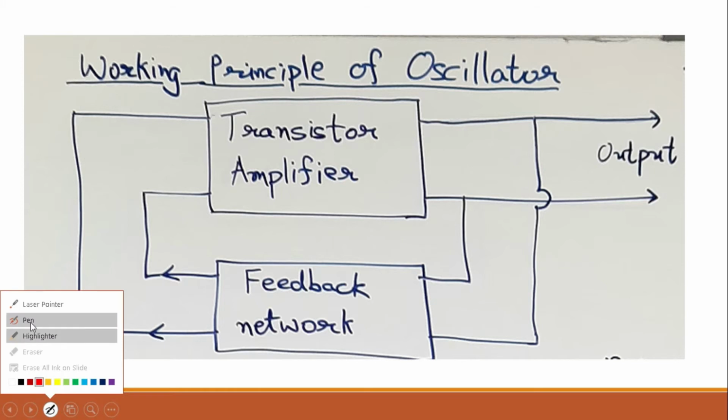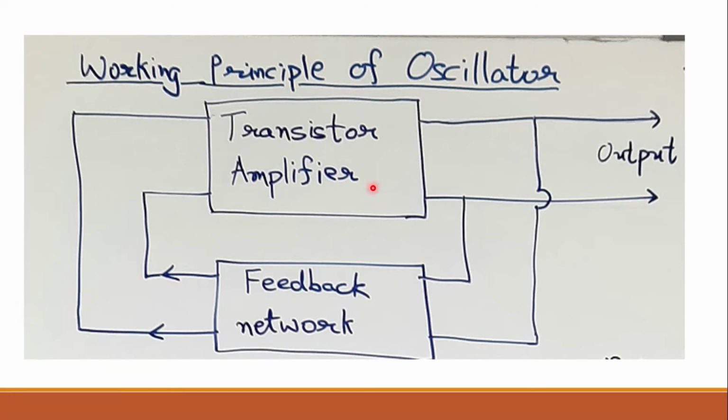What we will be doing, we will be taking the output from the transistor amplifier, and a part of that output is given to the feedback network, and that is fed back to the input of the transistor amplifier. The condition is that this input which we are feeding back should be in phase with the input that we are already providing. Getting it, right?